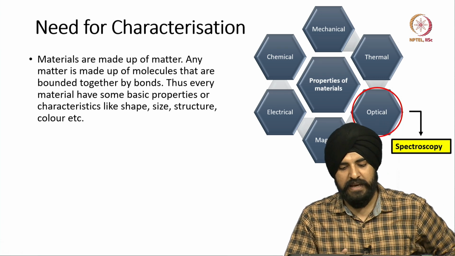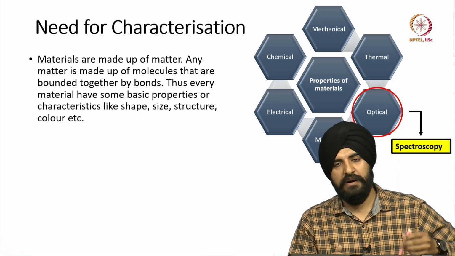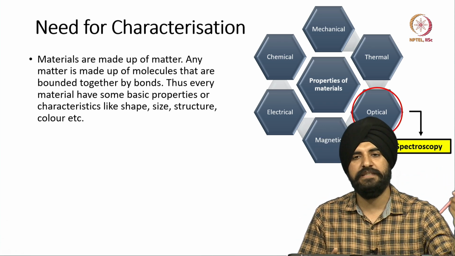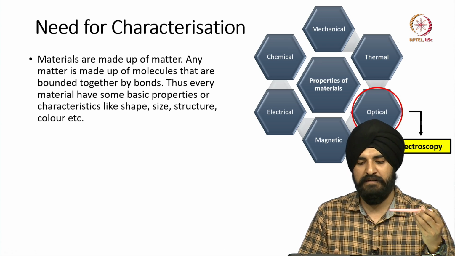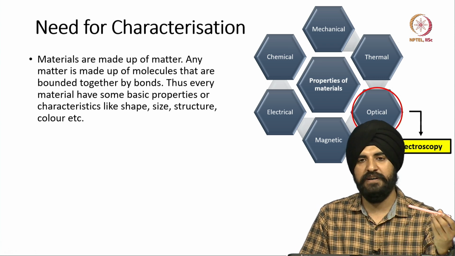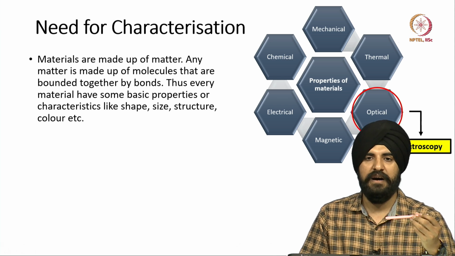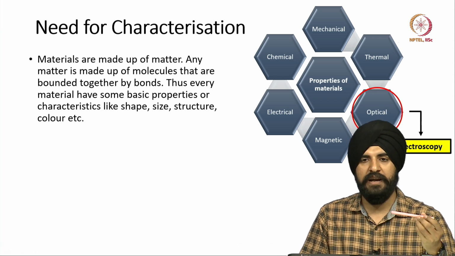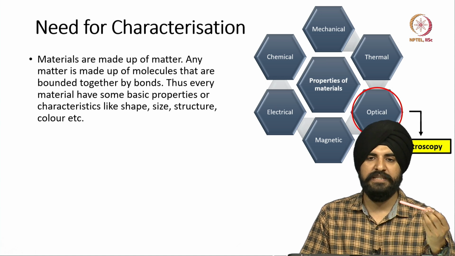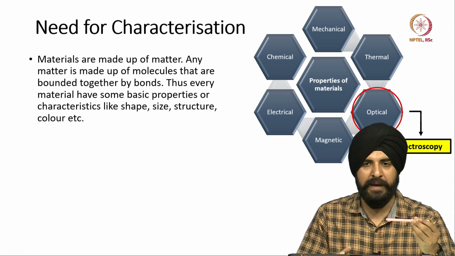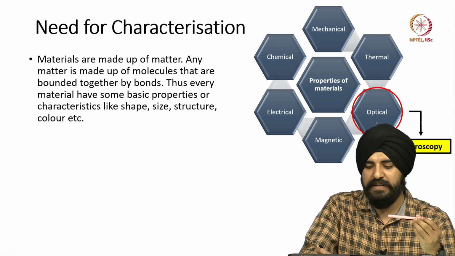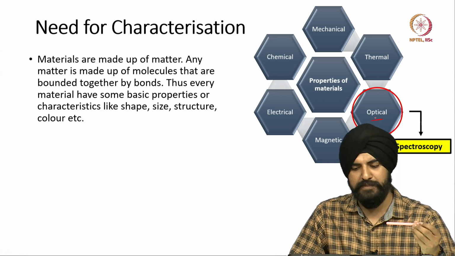Supposing we have this pen. What is the first thing that you will notice about this pen? You will probably say the first thing I notice is its color. The color that you are seeing is pinkish red. This is because it is reflecting the pink color and absorbing all the other wavelengths. That we will say is its optical property.